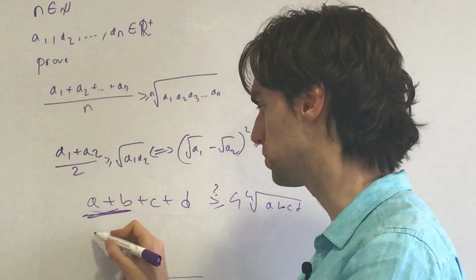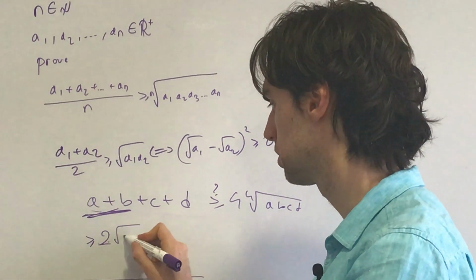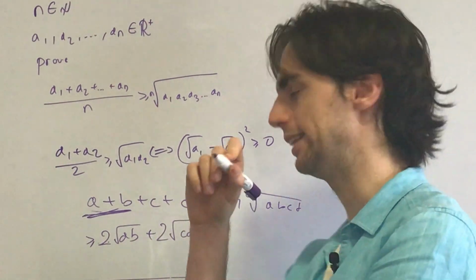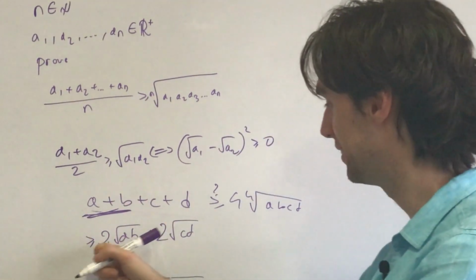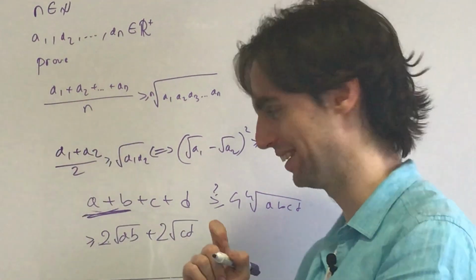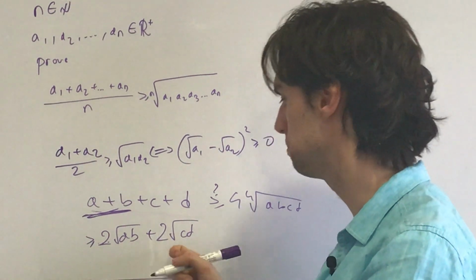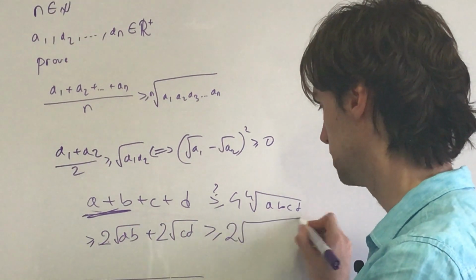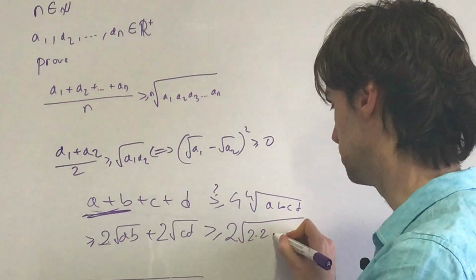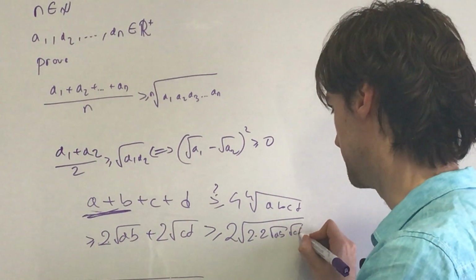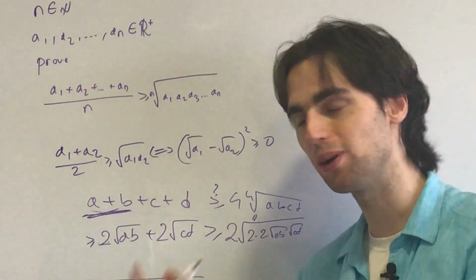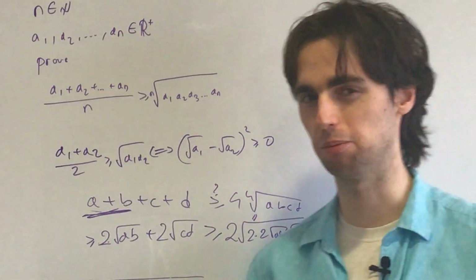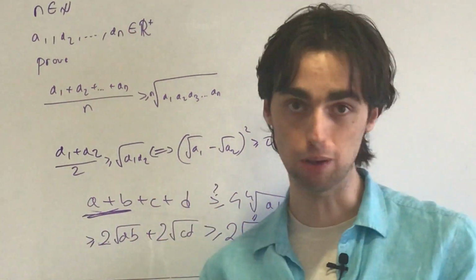But we know that a plus b is greater than or equal to 2 roots of ab. And this thing right here is greater than or equal to 2 square root of cd. Right? And now, if we apply the same thing again on the square root of ab plus, we can do 2 times this, we'll have that this is greater than or equal to 2 times the square root of 2 times 2 times square root of ab times square root of cd, which is equal to this, 4 times the 4th roots of abcd, right? So, for n equals 4, we can actually solve this.